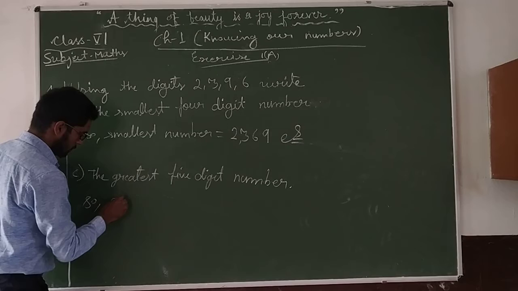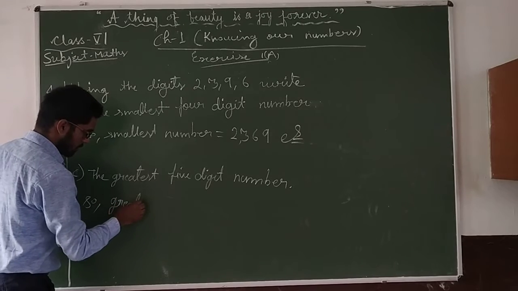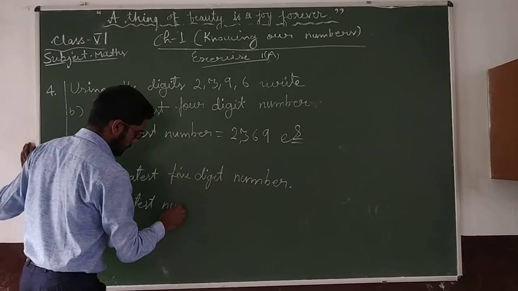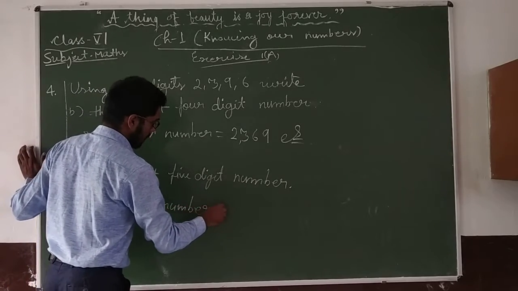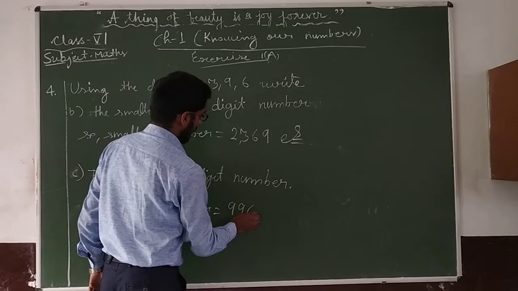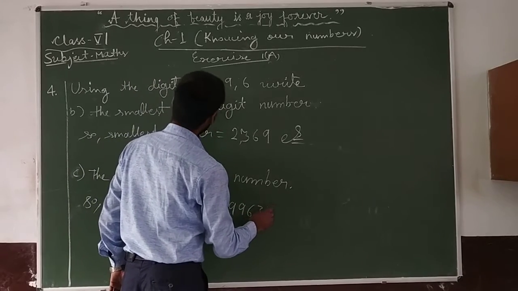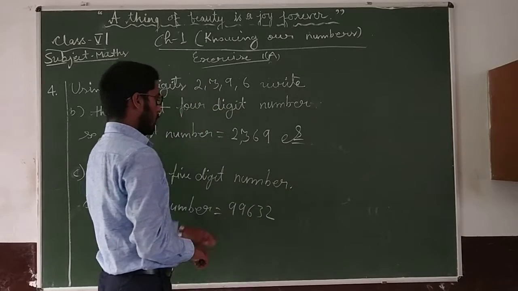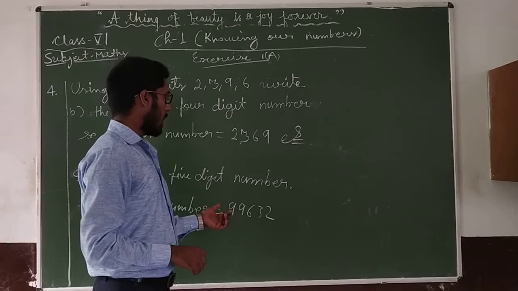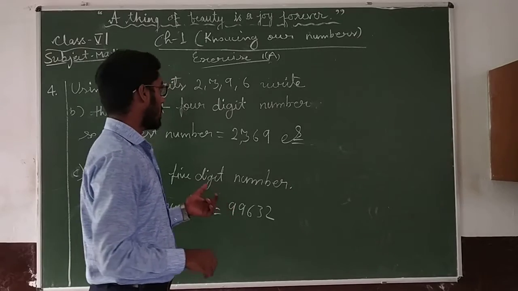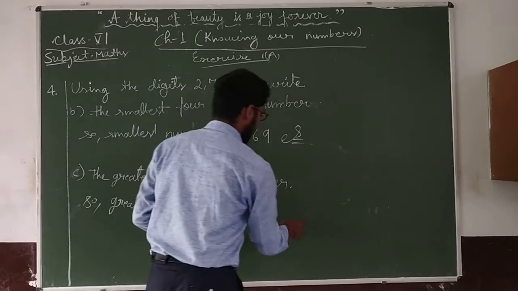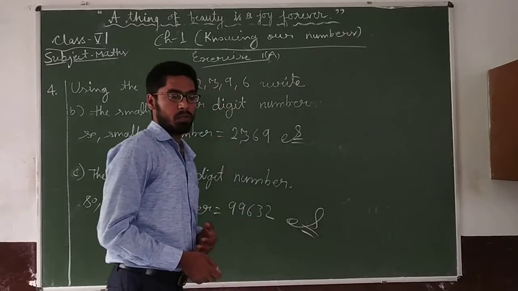So greatest number is equal to, you will write 9 2 times, 3, 2, 3. Okay, so now you can see here this number has 5 digits, and I have repeated 9 2 times because to make it the greatest 5-digit number. Okay, this is your answer. Let us solve the next question.